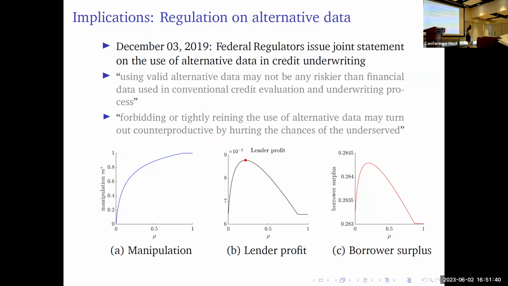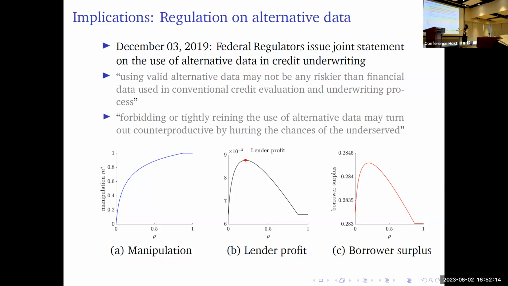Finally, let me talk about the policy implication in this model. There are heavy regulation debates on the use of alternative data in the credit underwriting process. What they show is that using this alternative data may not be riskier than the traditional data, and if you restrict its use, it may hurt the people there. And our results are also consistent with today's arguments.